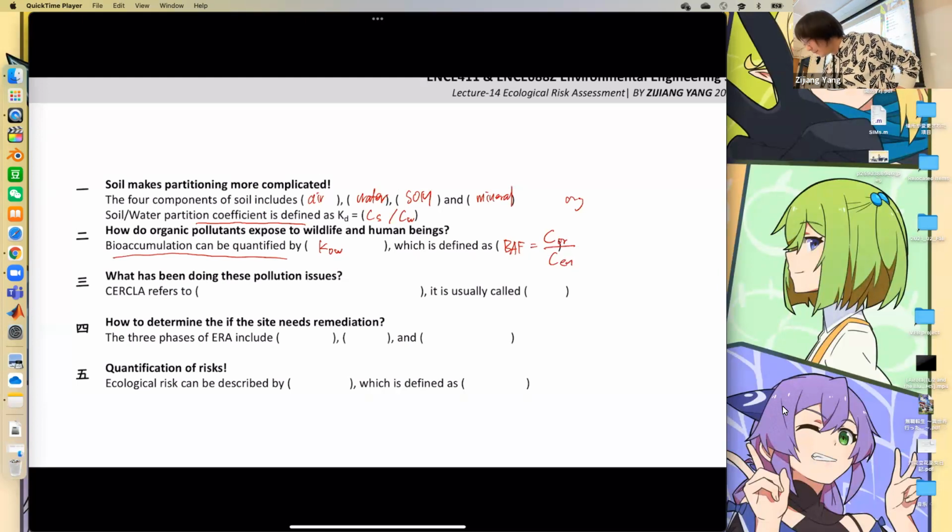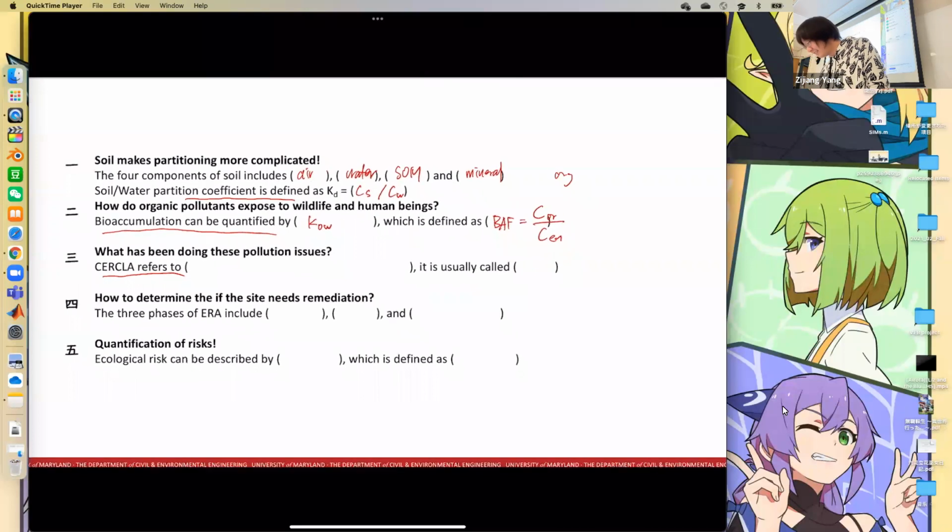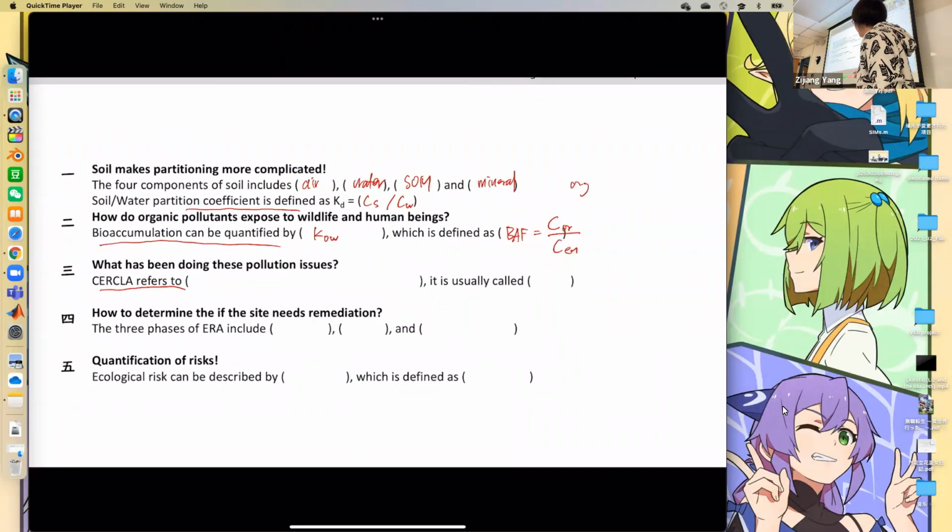And here, CERCLA refers to Comprehensive Environmental Response, Compensation, and Liability Act. It's usually called Superfund.